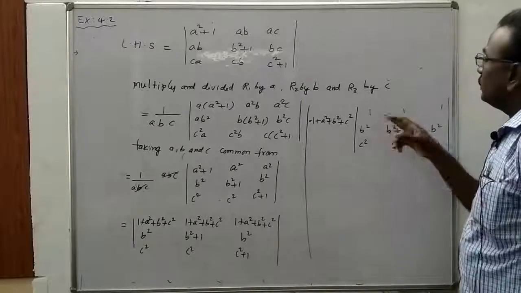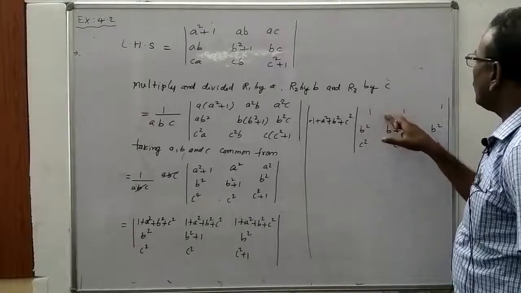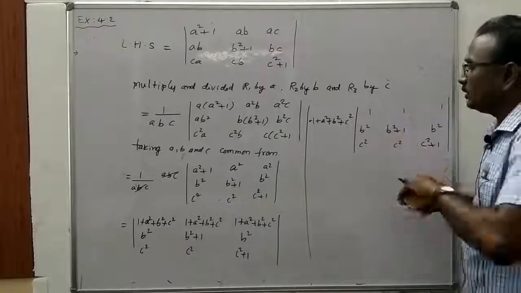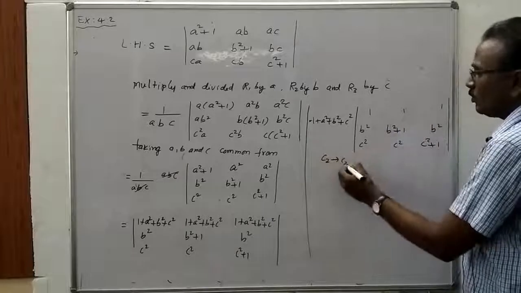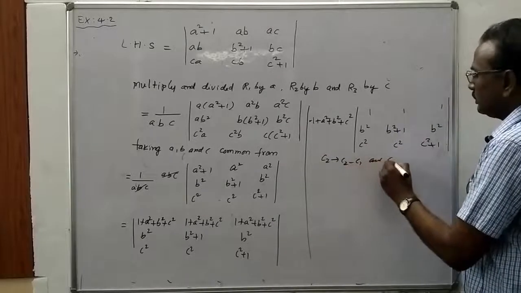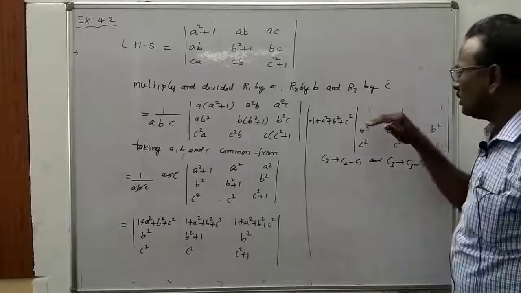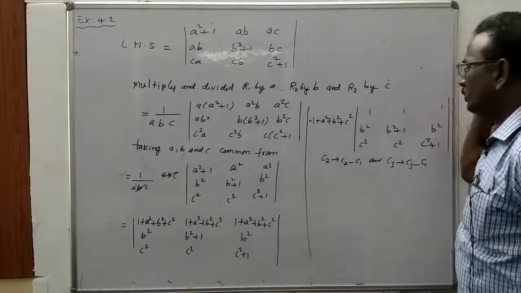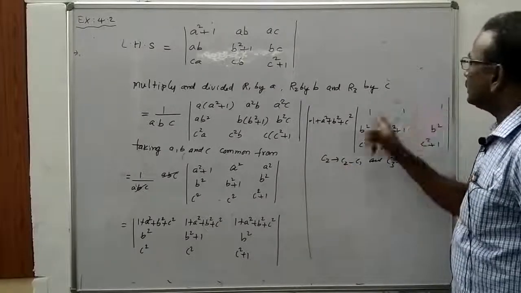Observe this again. Here the first row elements are 1 1 1. We use the properties C2 is C2 minus C1 and C3 is C3 minus C1 to make these elements 0. Whenever each element in the first row is 1 1 1, we can directly apply C2 is C2 minus C1 and C3 is C3 minus C1.